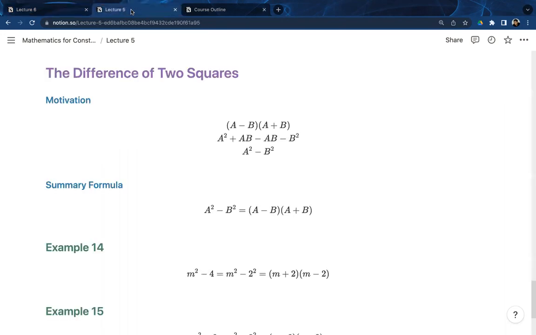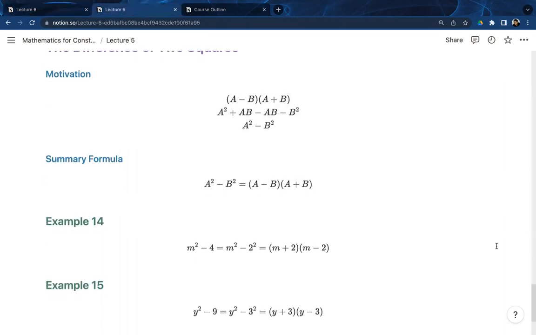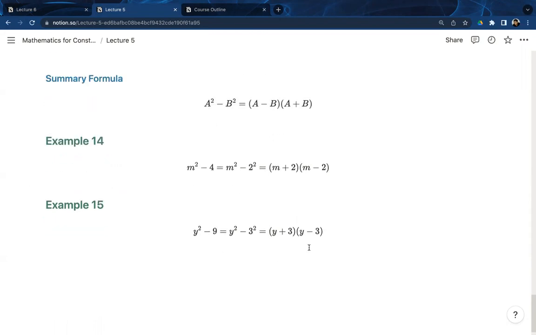What were we doing last week? We started talking about difference of two squares, okay? The idea is they will give you two squares here as a difference, and you should be able to factorize it as a product of two brackets. We did some examples here.